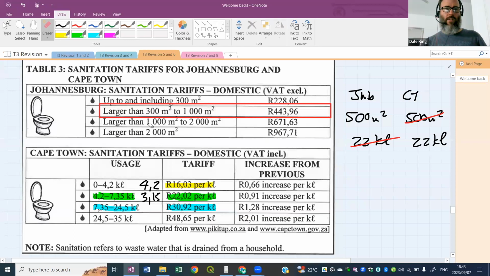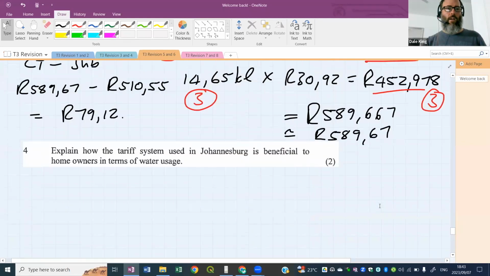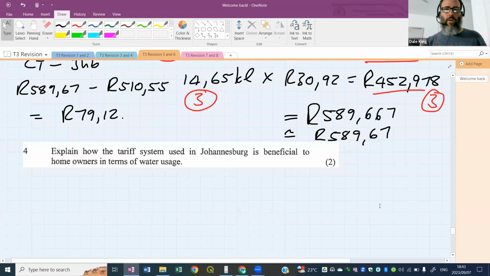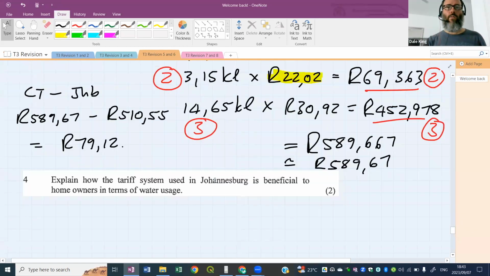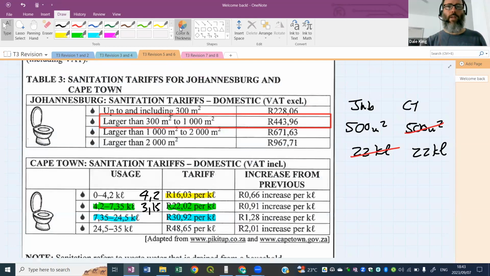So I would say because, I'll go back down to the question. There we go. Explain how the tariff system used in Joburg is beneficial to homeowners in terms of water usage? How does the tariff system in Joburg benefit the homeowners in terms of their water usage? Why is the tariff system in Joburg better for them?